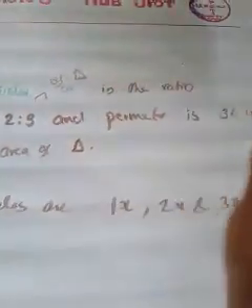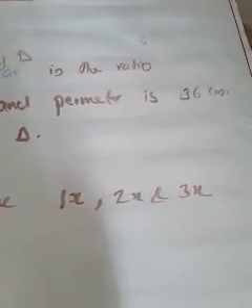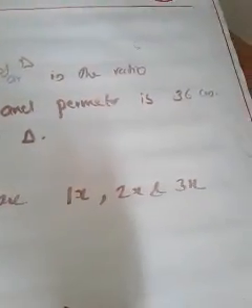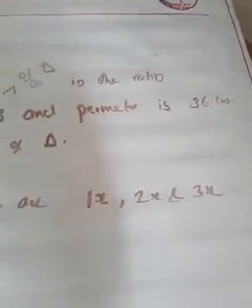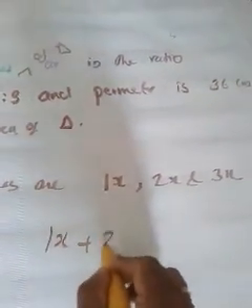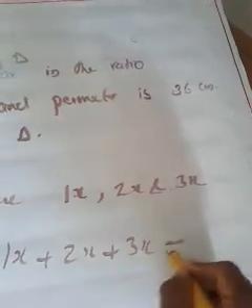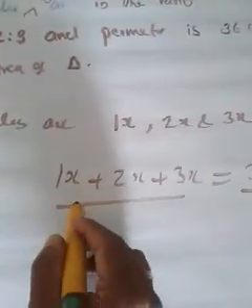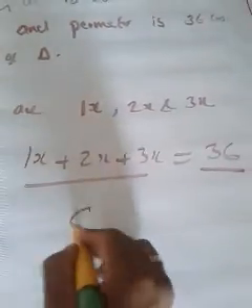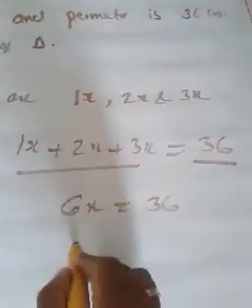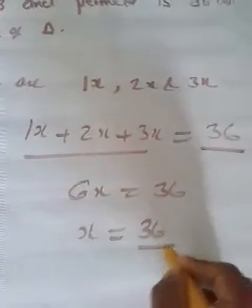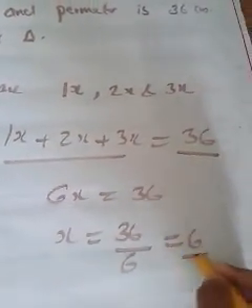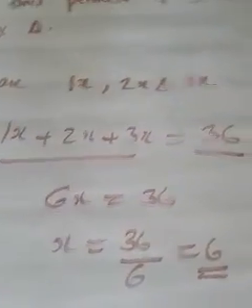Then you just see, the perimeter is given as 36 centimeter. What do you mean by perimeter? Sum of the three sides is nothing but perimeter. That means 1x plus 2x plus 3x is given as 36. That perimeter is given as 36. What is 1x plus 2x plus 3x? 6x. So 6x is equal to 36. Then what will be x? 36 by 6, that is nothing but 6. So we got the value of x as 6.